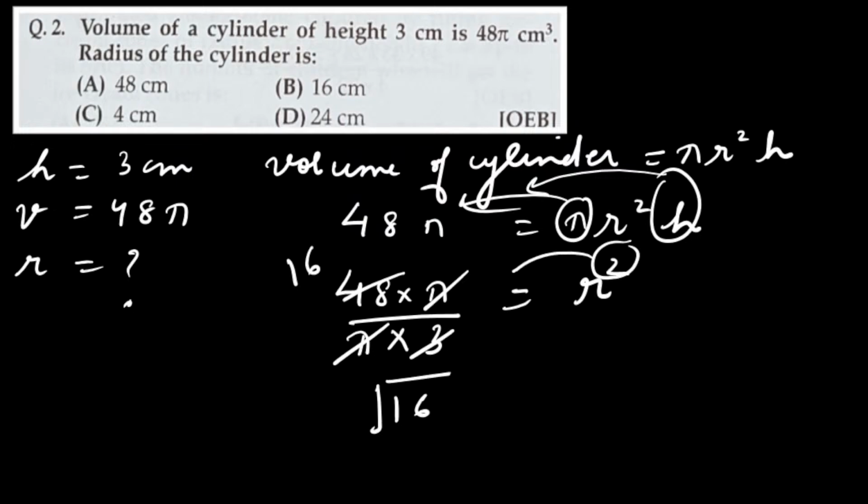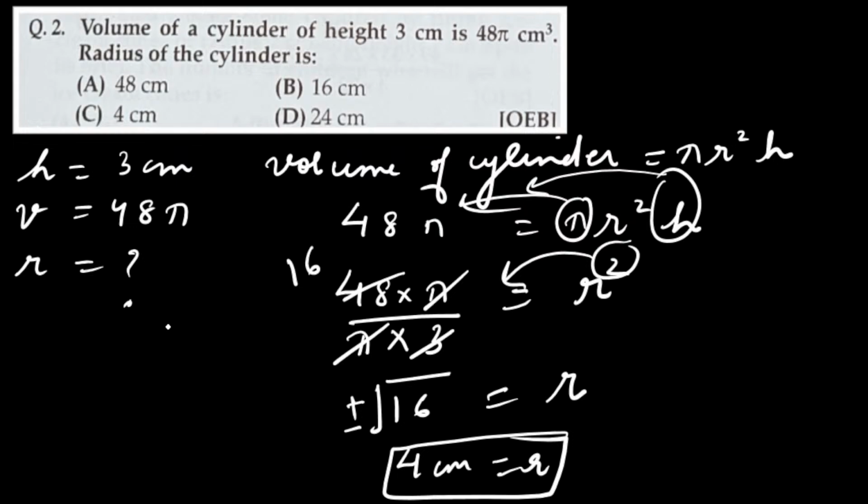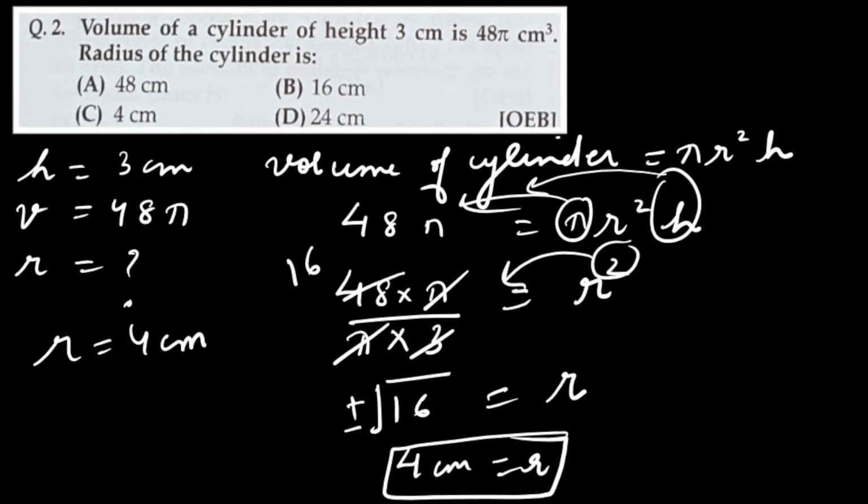So when the square I shift to the other side, it will become a square root. So r is equal to the square root of 16, plus or minus, but only the positive value we will consider. So the square root of 16 is equal to 4. So 4 centimeter is the value of r. So the correct answer given by Shreyasi, r equals 4 centimeter. See, I want you people to solve the questions along with me. So Navya has also given the answer. Anika has also given. Good. Let's do the next question now. So option C, 4 centimeter is the correct answer.